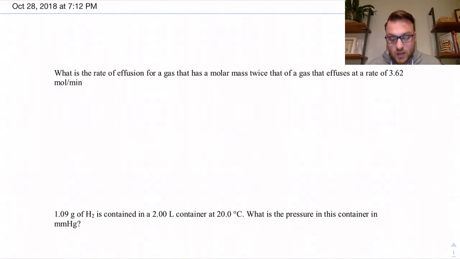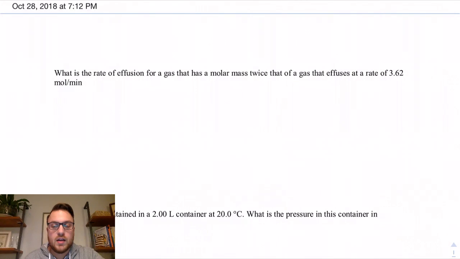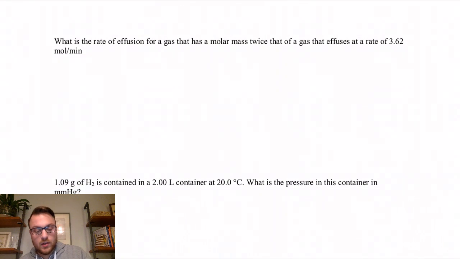The first question here, especially in third block, raised a little bit of confusion, and I think it's a lot easier than it first appeared. And I think it led to confusion because you were making assumptions about the rate of the other gas.